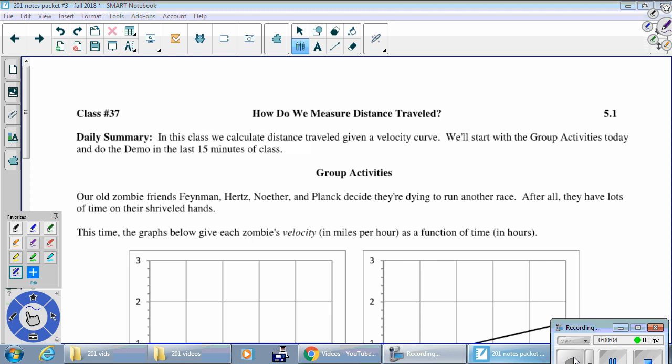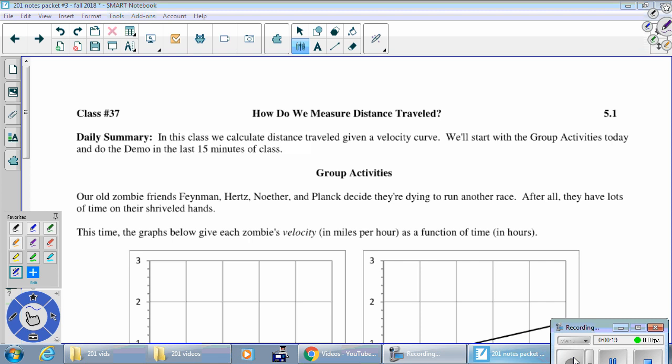Lesson 37 activity. Today the activity comes before the demo, so watch this video before you watch the demo video. In this class we calculate distance traveled given a velocity curve. We'll start with the group activities today and do the demo in the last 15 minutes of class.